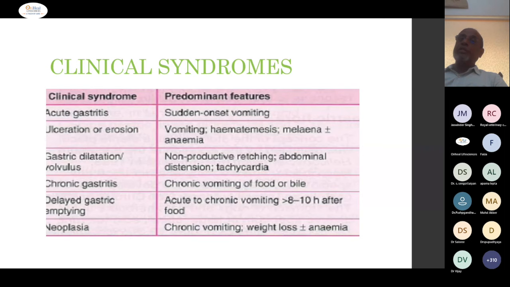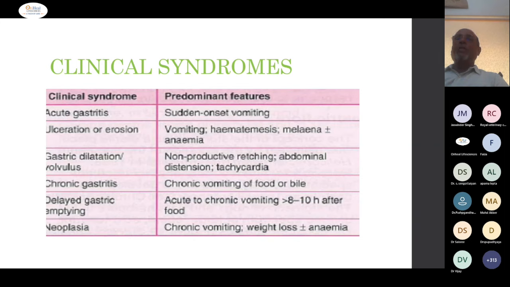The most important aspect is severe tachycardia leading on to VPCs in gastric dilatation volvulus, and it is a peracute disease if it is going to be GDV. Chronic gastritis means repeated vomiting. The frequency can be once a week or multiple times the same day. More than 10 days of vomiting with food or bile in a dog is a diagnosis for chronic gastritis. Delayed gastric emptying shows acute to chronic vomiting within 8 to 10 hours after food. This is again because of delayed gastric emptying.